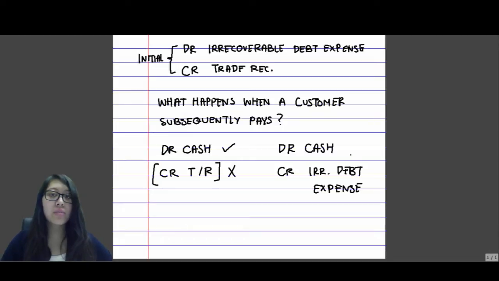So if this customer has paid me back his $100, I would have to debit cash account $100 and credit the irrecoverable debt expense of $100 that I have recorded last time to reverse the effect. So I am basically just adding back my expenses, or reducing it, in other words. So for example, I've already written off a bad debt of $100 and recognized an irrecoverable debt expense of $100.